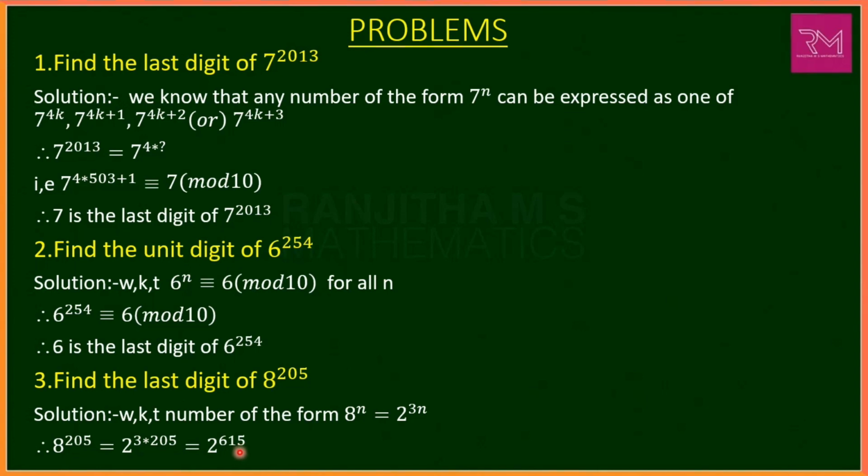So we get the value 2 power 615. Therefore we have to find the last digit of 2 power 615. They asked to find the last digit for 8 power 205, but we can express 8 power n in the form 2 power 3n. So substituting the n value here we get 2 power 615. Therefore we have to find the last digit for 2 power 615.